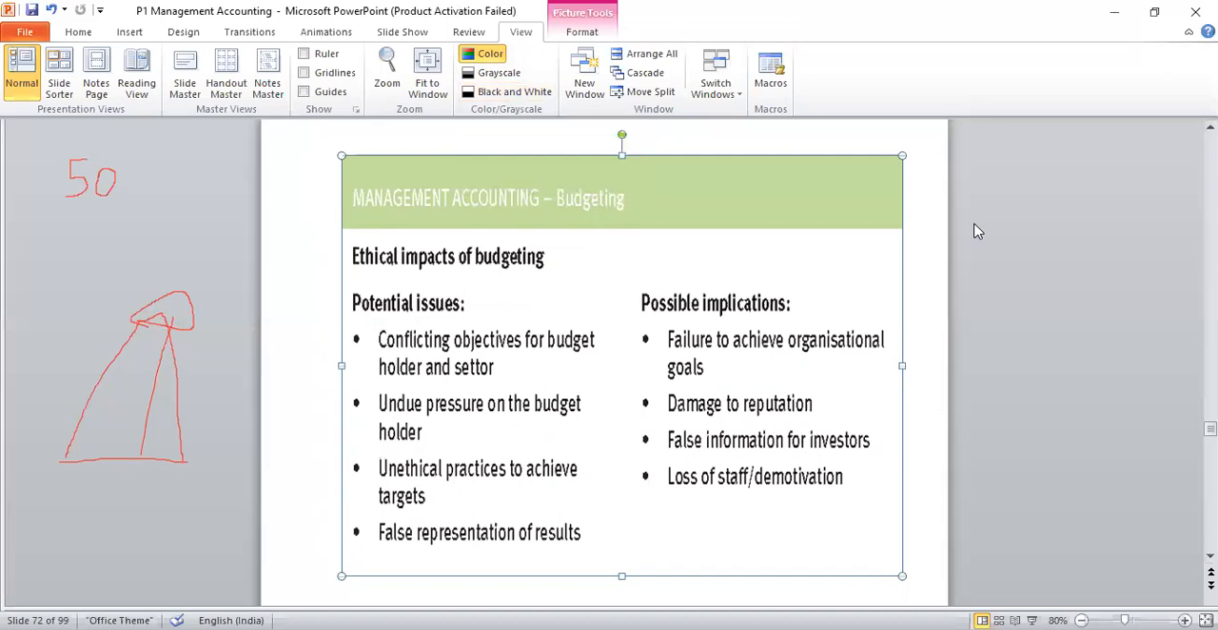What are the ethical impacts of budgeting? What are the potential issues? Conflicting objectives for budget holders and setters. Undue pressure on the budget holder. Unethical practices to achieve targets. False representation of results. Possible implications are failure to achieve organizational goals, damage to reputation, false information for investors, loss of staff, or demotivation.